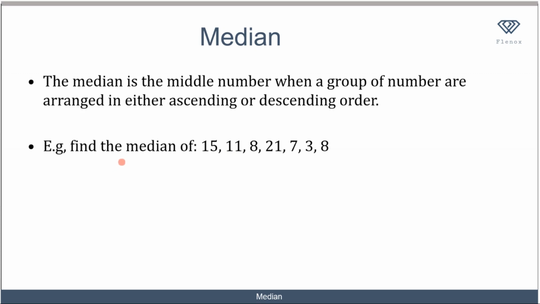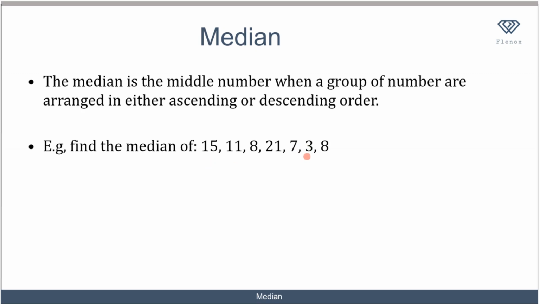I'm told to find the median of 15, 18, 8, 21, 7, 3 and 8. So what we want to do first is to arrange it in either ascending or descending order. Throughout this section on median, I'm going to be sticking with the ascending order, but whatever order you choose, you arrive at the same answer. Ascending order means you arrange the numbers starting from the smallest number.